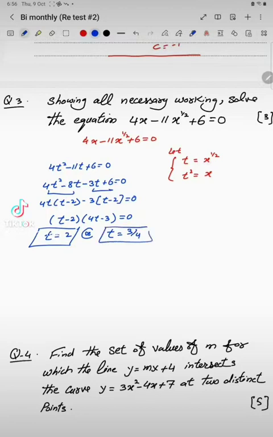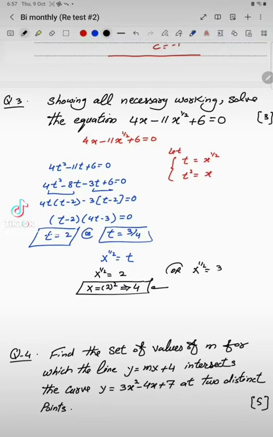My answer is with the variable x. So as x^(1/2) is t, when x^(1/2) equals 2, squaring either side gives us 2 squared, that is 4. This is one of my answers. Or x^(1/2) equals 3/4, squaring either side, x will be (3/4)^2. We get x equals 9/16. These are my two answers with complete working.